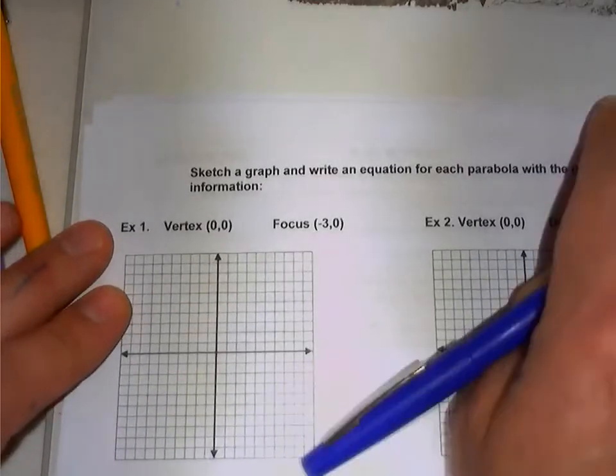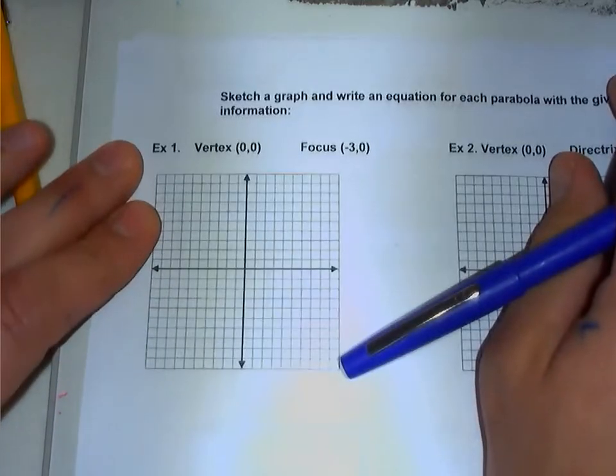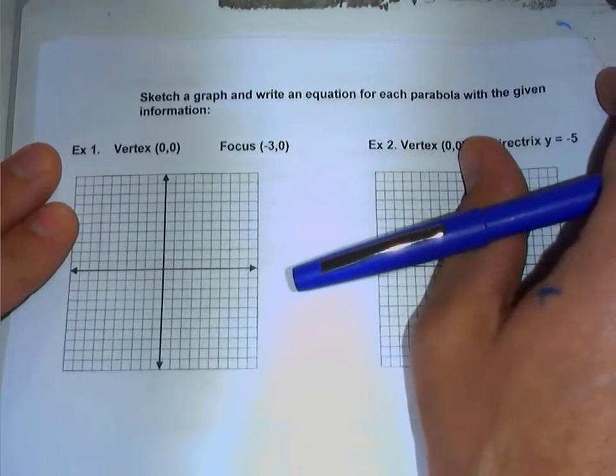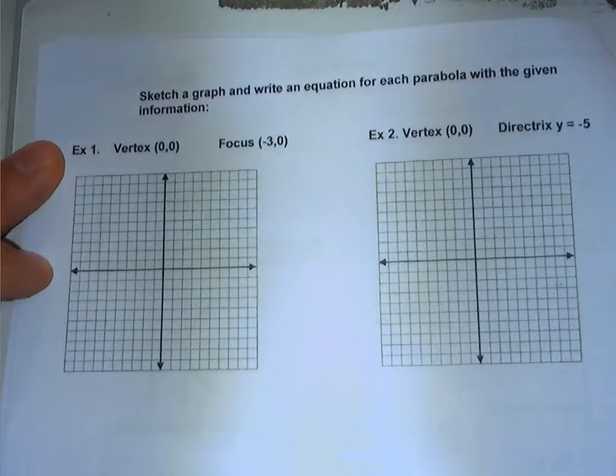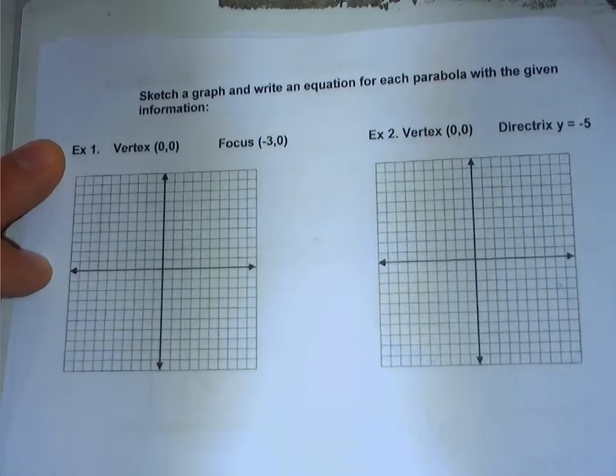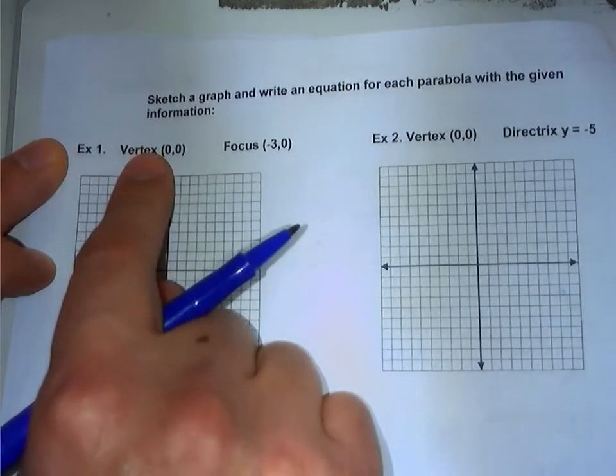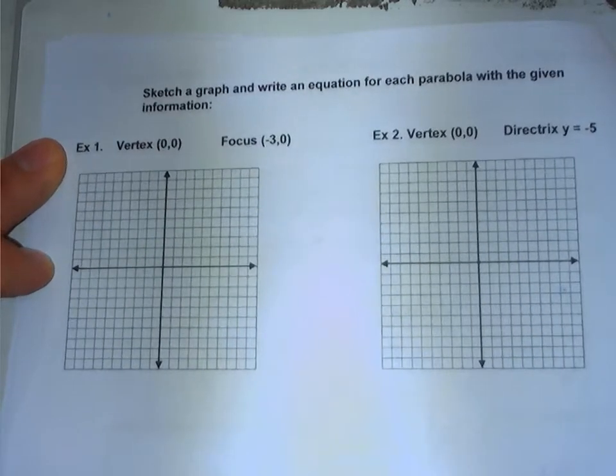So here we go. So example 1 asks us to sketch a graph and write an equation for each parabola with the given information. And it says I got a vertex at 0, 0 and a focus at negative 3, 0.